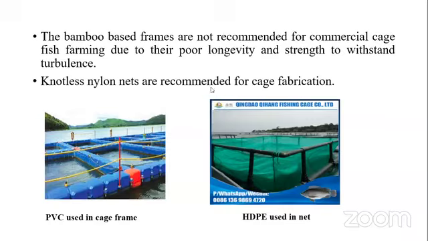So PVC pipes are used, as you can see, in cage frames. HDPE is used. So this is one thing to be noted. The mesh which we are going to use should be knotless nylon net, recommended for cage fabrication to avoid any kind of clinging and attachment of any aquatic weed.